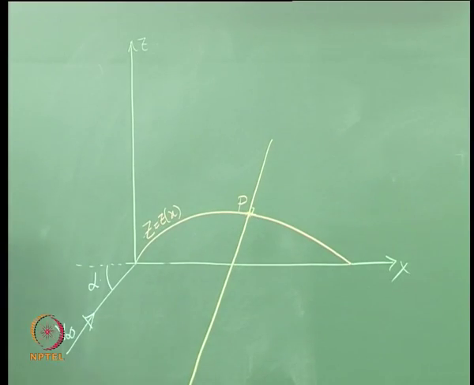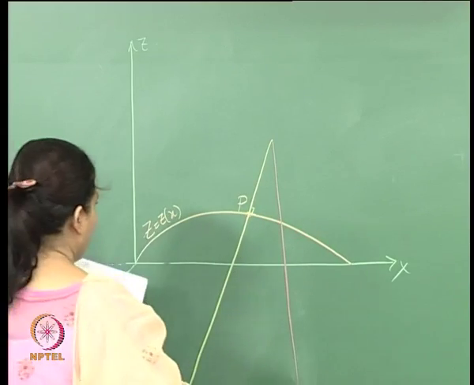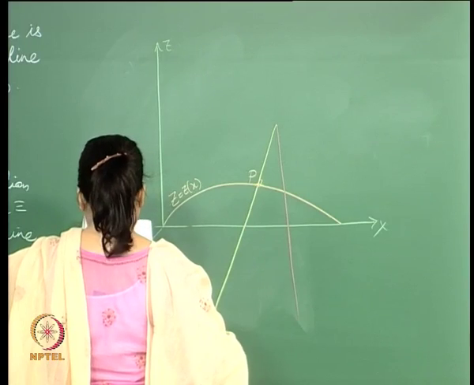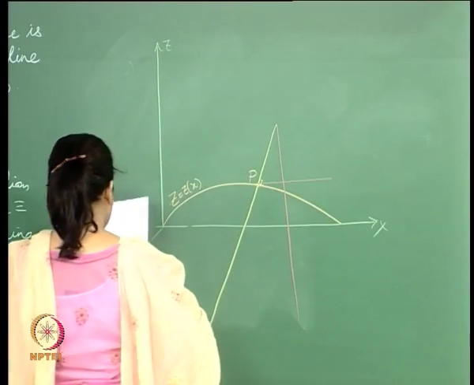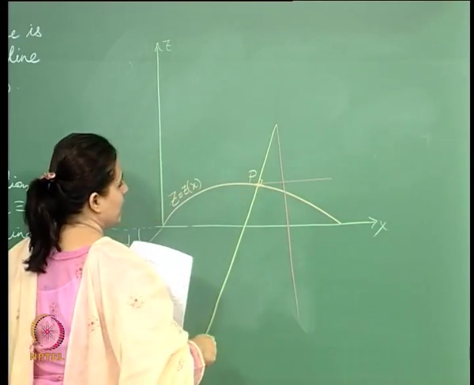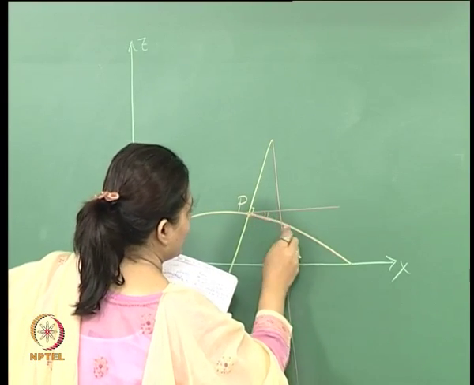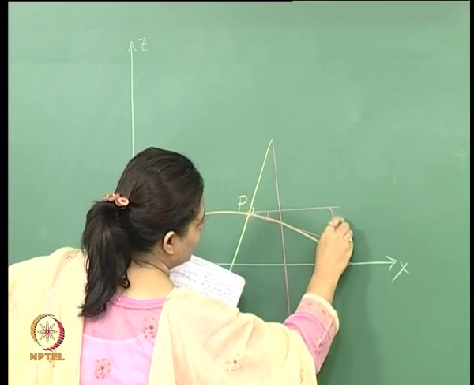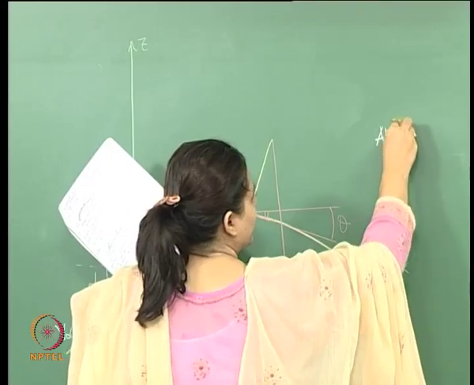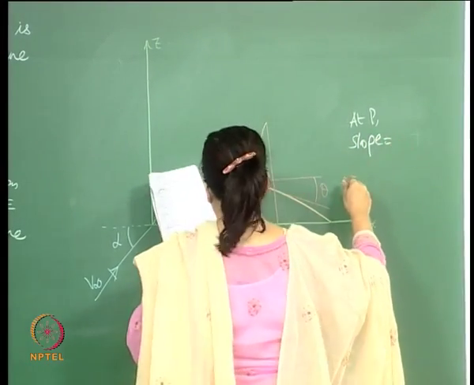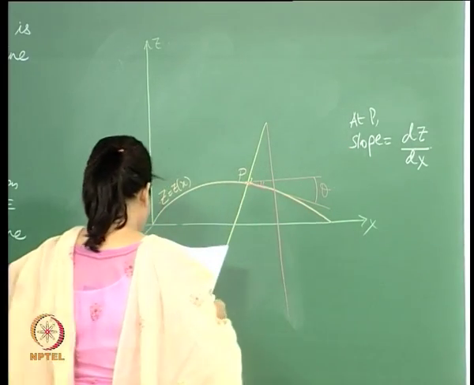So, if I do that, now I have this line over here. Now, the slope at this point, the slope of this line, if you look at this, is the slope, isn't it. So, at the point P, the slope is equal to Tc by Tx.